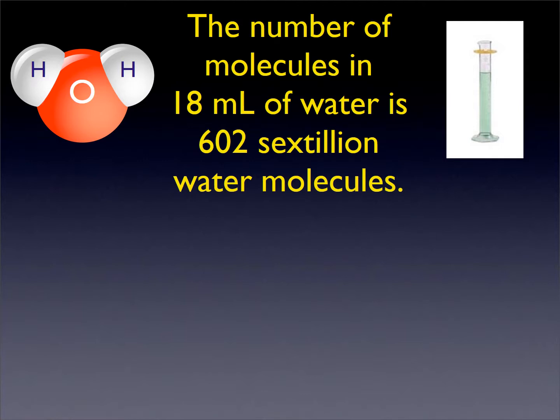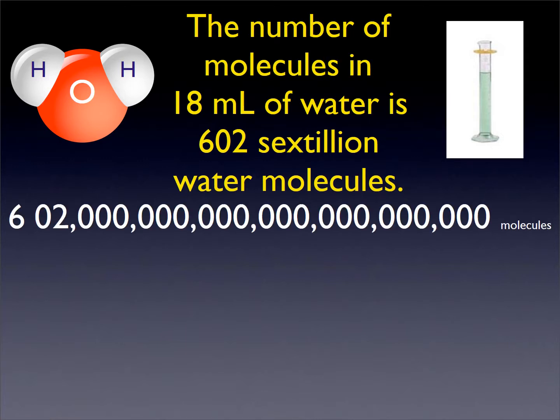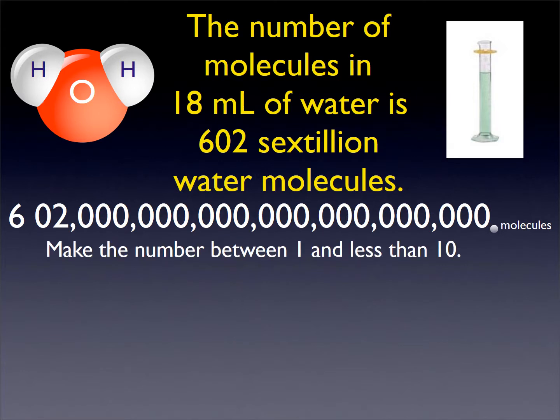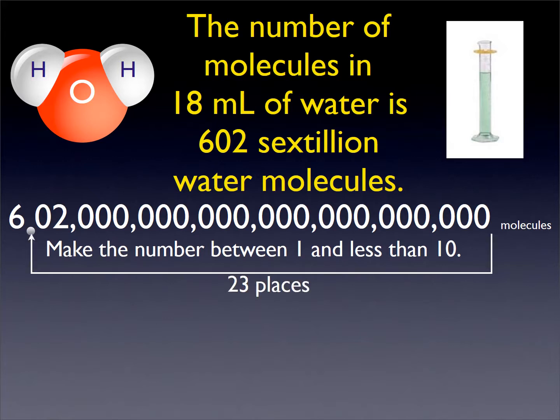The number of molecules in 18 milliliters of water is 602 sextillion water molecules. That's a lot of water molecules. That is that many zeros. Now we don't want to write that big number, so we use scientific notation. So you have to make the number between 1 and 10, so more than 1, less than 10. So you move over the decimal that many times. You count. It's 23 spaces. It's usually good to go by threes because that's where the commas are.